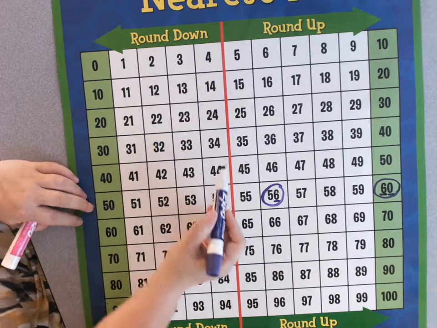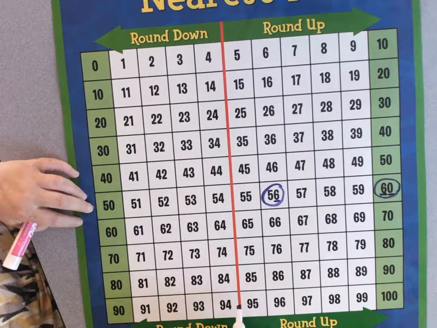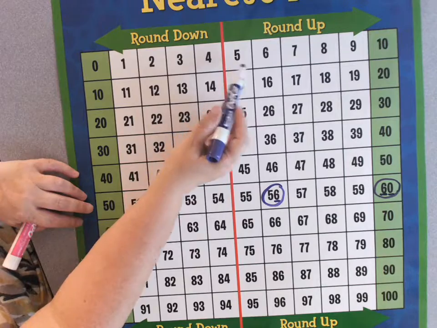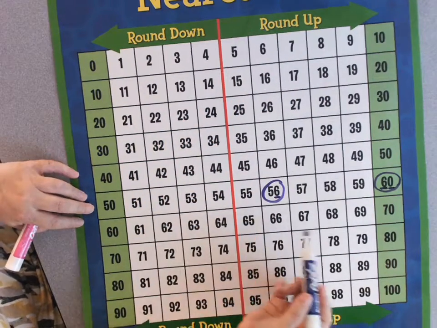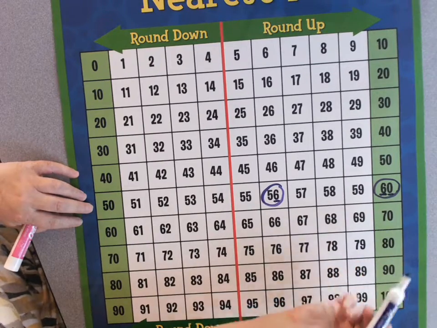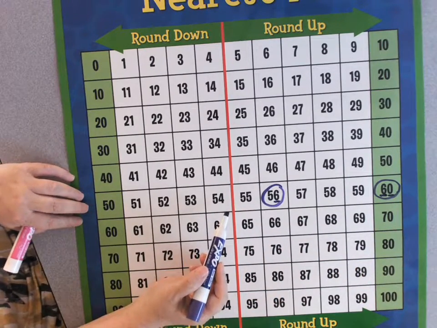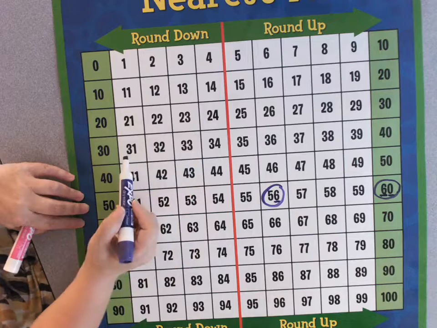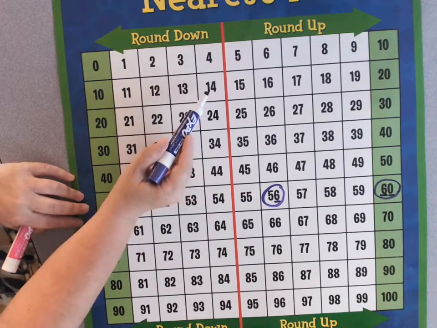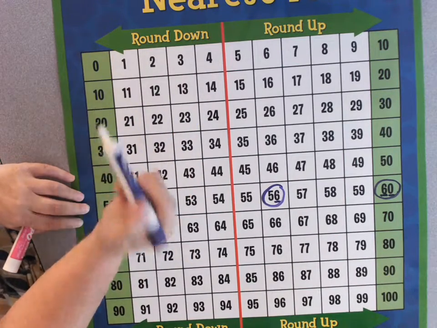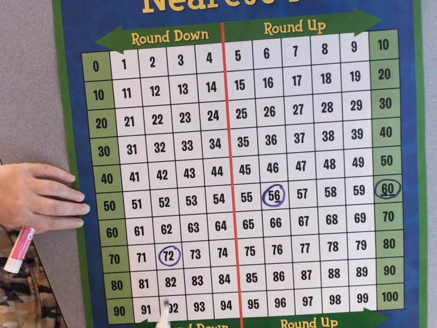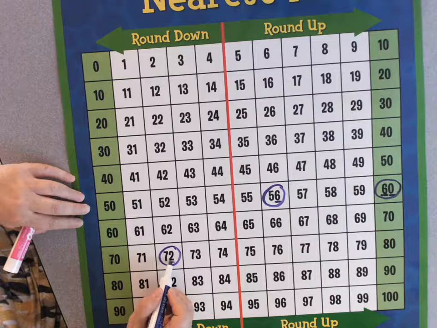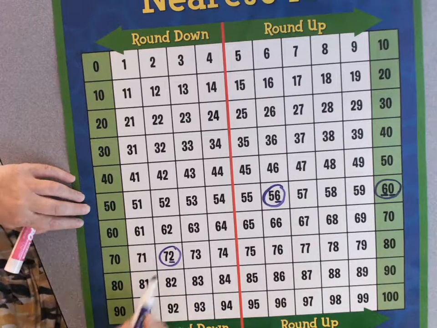Anything on the right side of the red line is 5 or greater, so those numbers are always going to round up. Anything to the left of the red line is 4 or lower, so those numbers are always going to round down. For example, if I had the number 72, I look at the 2 in the ones place.